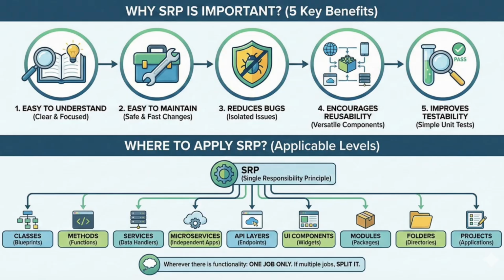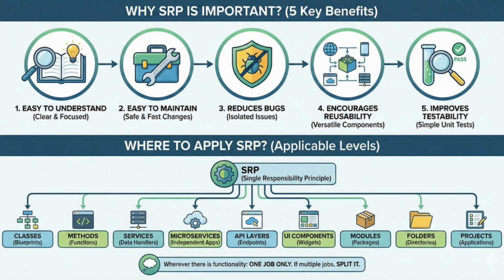Makes code easy to maintain. Software is never permanent. New features come, business rules change, performance needs improvement, and customers demand updates. If your class is handling only one job, making changes becomes very safe, easy, and fast. You don't have to worry about breaking other functionalities because you are modifying only the part related to that specific responsibility.